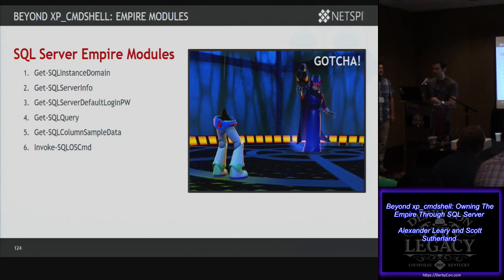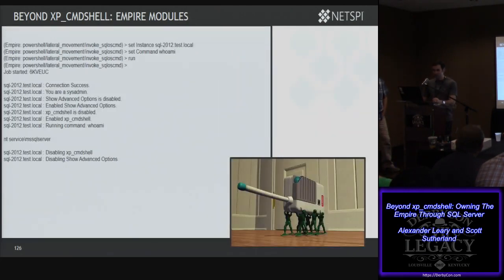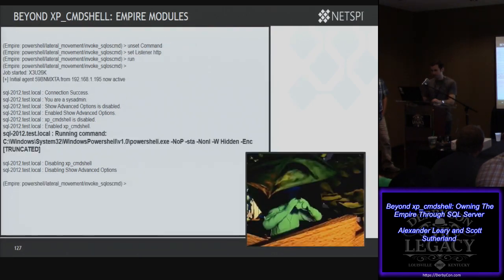Get-SQLColumnSampleData, which will start pulling down sample data from all the SQL servers that we specify. This is really useful for us when we're doing, say, a PCI engagement. We're looking for plaintext credit card data. And then Invoke-SQLOSCmd, which is the one everyone wants. That one just launches xp_cmdshell commands through Empire. There's your basic output of running whoami. We also put in the capability to natively generate an Empire stager and run that, so that we can just skip that.